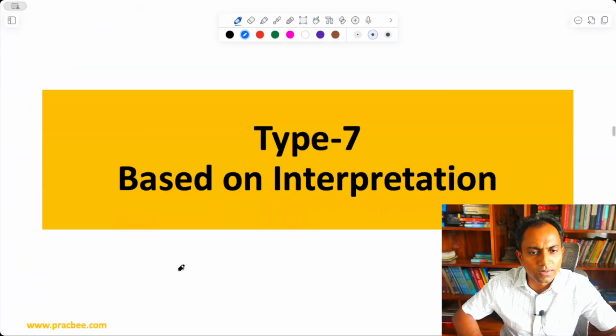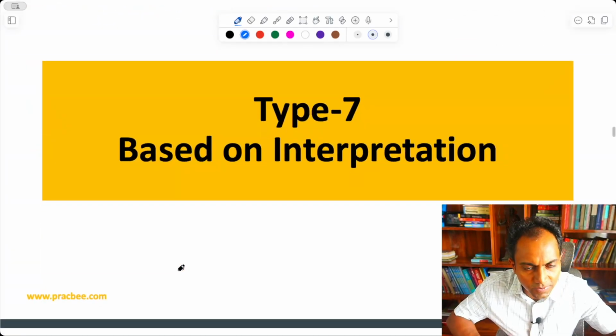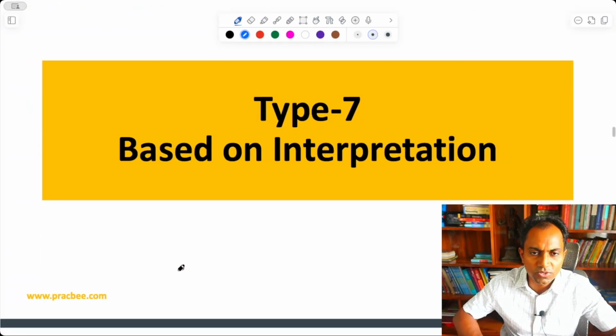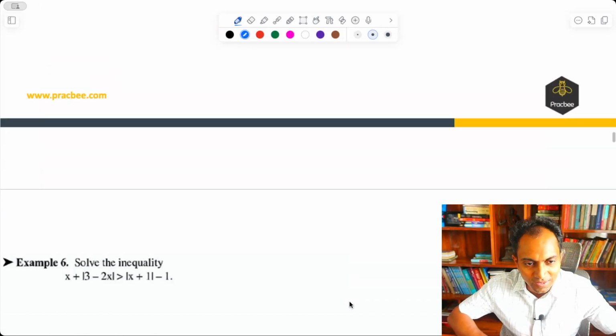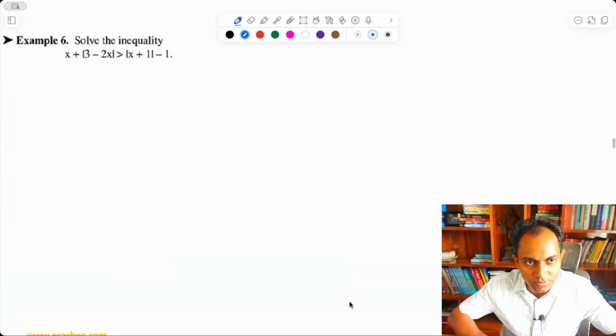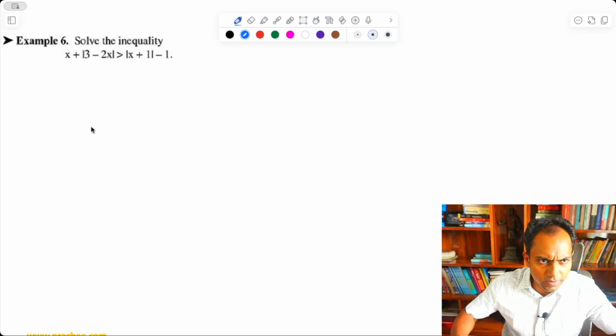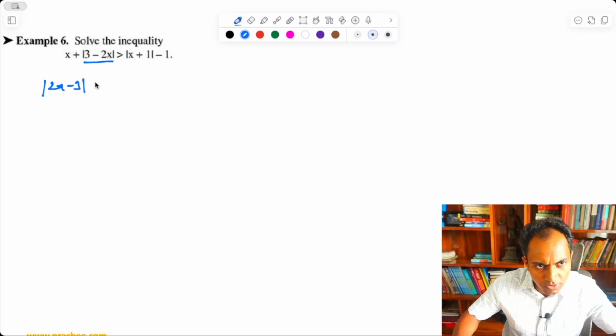Moving forward, the next type of question is based on type 7, that is, based on interpretation to solve questions. Let us look into this first question that is based on this technique. In this question, we have to solve this inequality, but let us first reorganize all the terms. As I told you, I don't want negative signs. I don't like negative signs inside the mod in front of x. So let us first neutralize that. Then what you have is x plus 1 and then minus of mod of x plus 1.